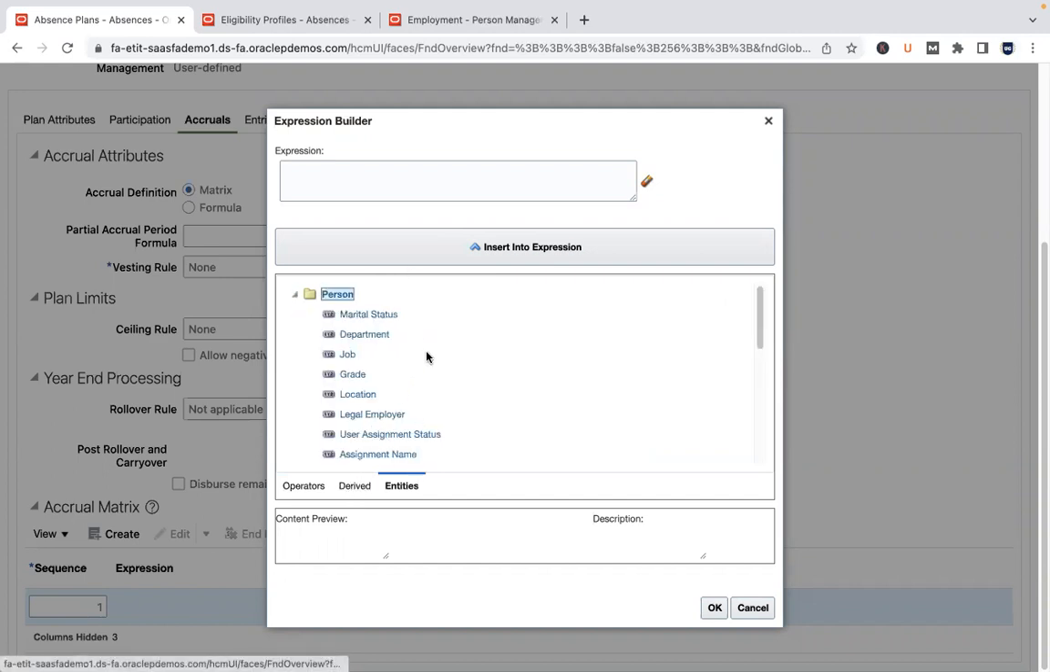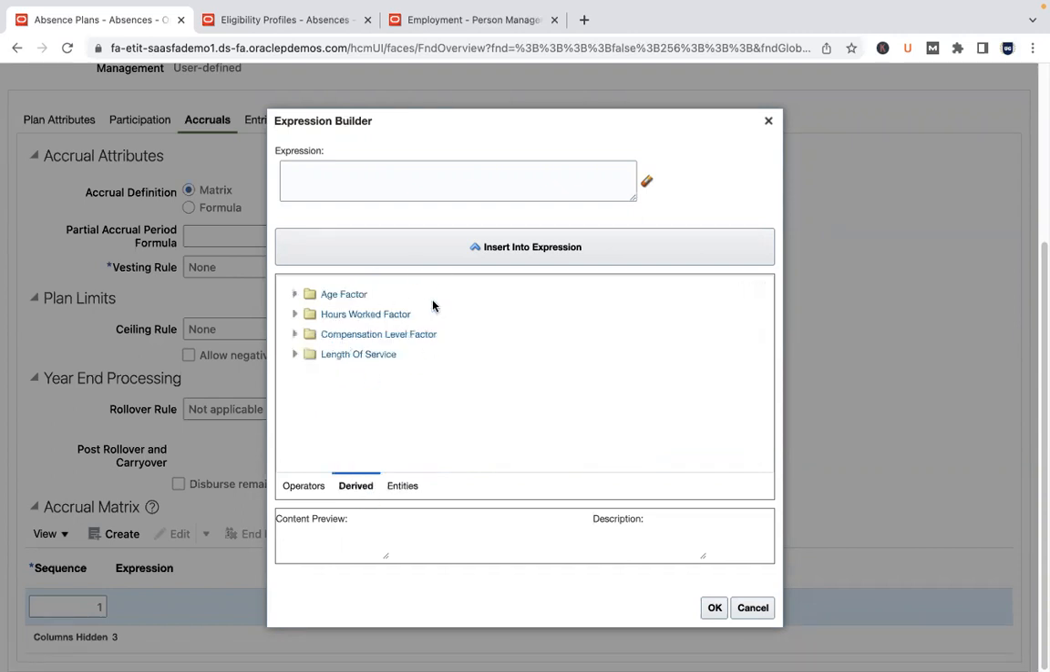If these are not sufficient, if the client gives you any custom criteria, like an employee should have worked for more than 1 year to become eligible for a plan, in such cases you can create a derived factor and use it in the fast formula as well, or in the accrual matrix. So yes, this would be required.